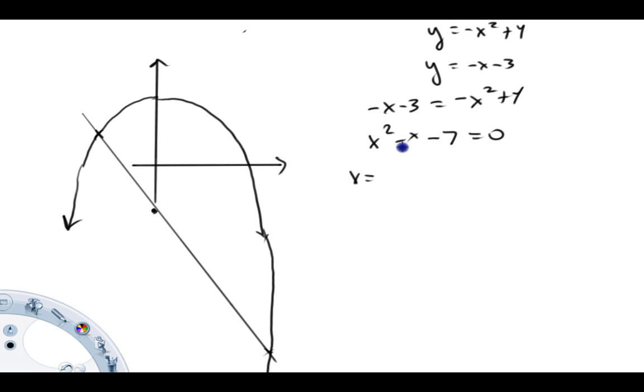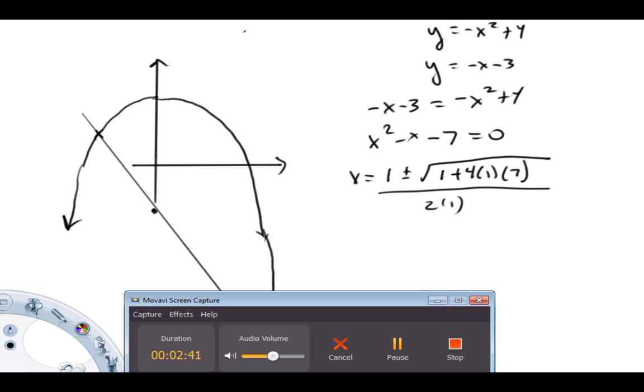So x is going to be the opposite of b, plus or minus the square root of b squared, that's going to be 1, minus 4, a is 1, c is negative 7, I'm going to put a 7 here, and that's over twice a. I'm going to take a moment here and pause this while my helpers look for a solution to this.